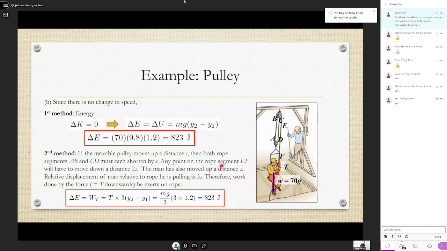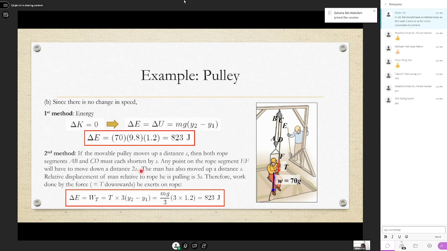Any point on the rope segment EF will have to move down. EF is the one that he's pulling. Why will it move down by a distance of 2s? Because you see AB is shortened by s, correct? CD is also shortened by s. This length of rope that is shortened by the two ropes must go somewhere, and it will go into EF, correct? That's why it will move down a distance of 2s.